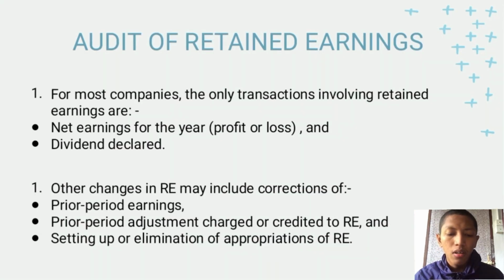Now next is audit of retained earnings. For most companies, the only transactions involving retained earnings are net earnings for the year, either profit or loss, and dividends declared. And second, I'm sorry for the typo over there, other changes in RE, it's actually number 2. Other changes in RE may include corrections of first, prior period earnings, second, prior period adjustments charged or credited to RE, and setting up or elimination of appropriations of retained earnings.